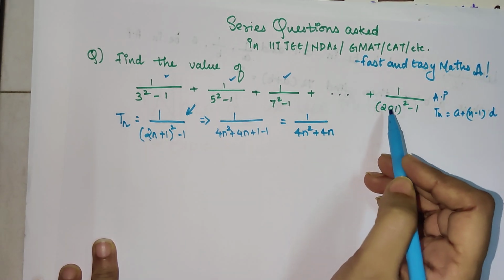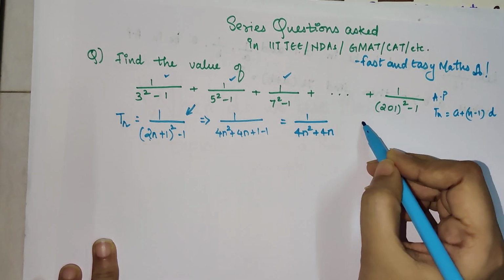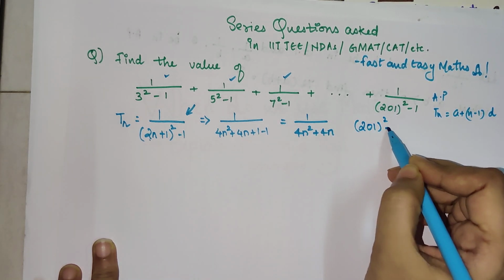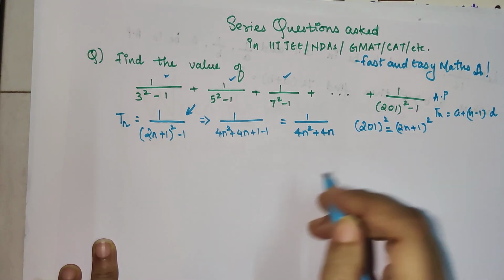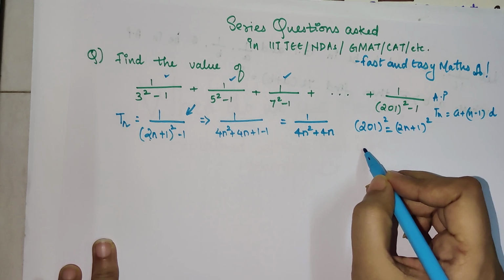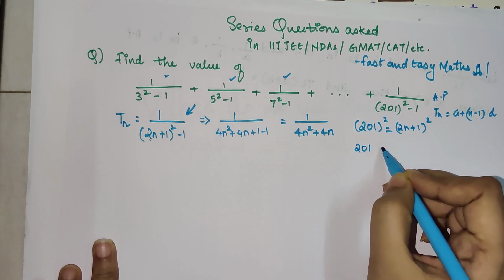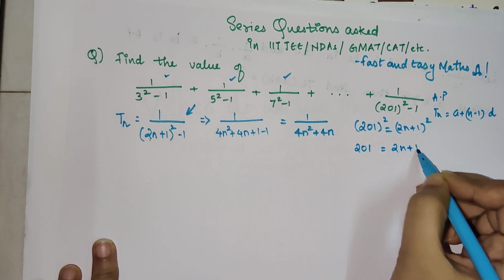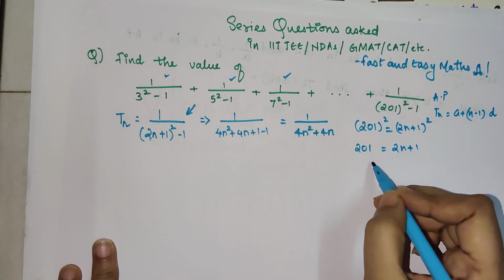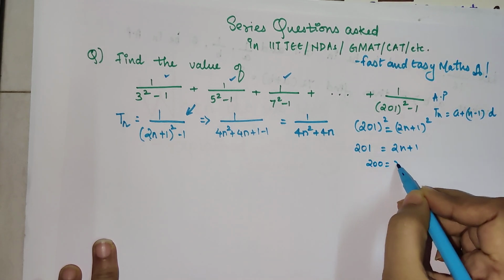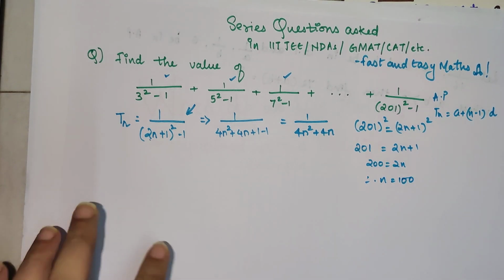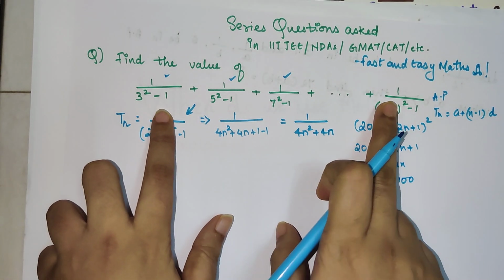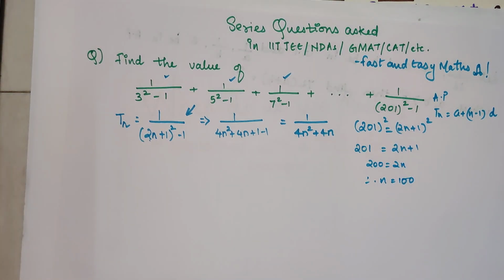So over here, can I say 201 the whole square is equal to 2n plus 1 the whole square? Taking square roots on both sides, I get 201 is equal to 2n plus 1. Taking the 1 to this side, I get 200 is equal to 2n. Therefore, I can say n is equal to 100.